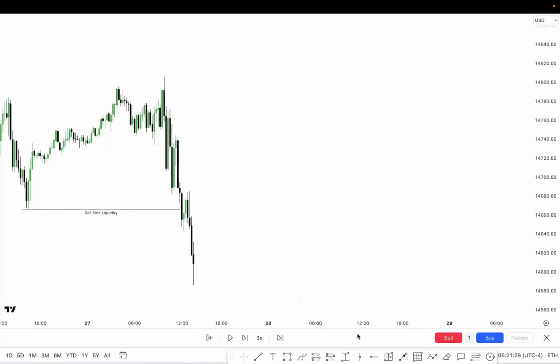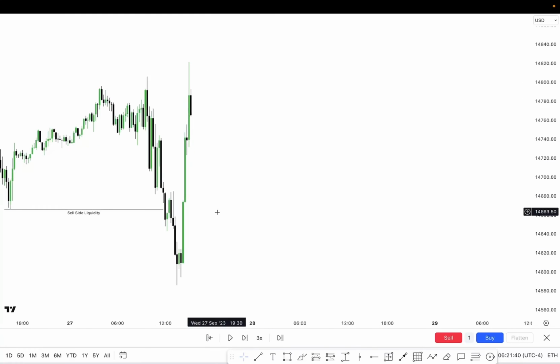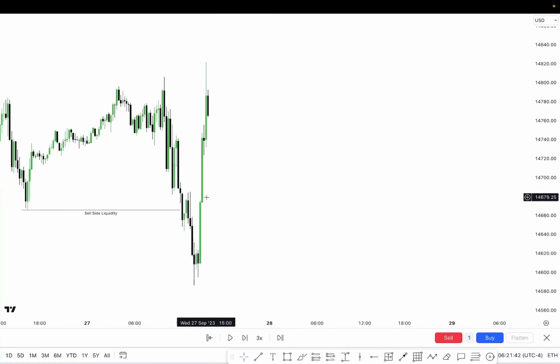We see a good sweep of liquidity, and then we see a market structure shift right there. So when we see a market structure shift, we're going to look for a bullish order block, and we know the bullish order block is the down close candles that swept the low. So it's right here. These down close candles, 1, 2, 3, 4 down close candles.